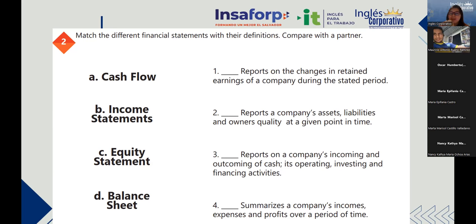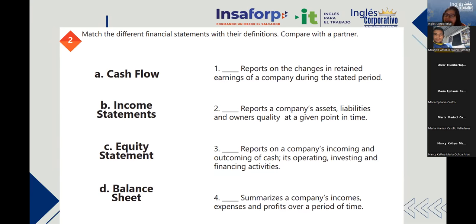Are you sure that's B? Reports on the changes in retained earnings of a company during the stated period. What do you remember? We did that yesterday. Letter C, says Maria. Yes, Maria, that's letter C. That's equity statement, right? Reports a company's assets, liabilities, and owner's equity at a given point in time. What is it? Letter D, teacher. Balance. Okay, that's balance sheet, yes.